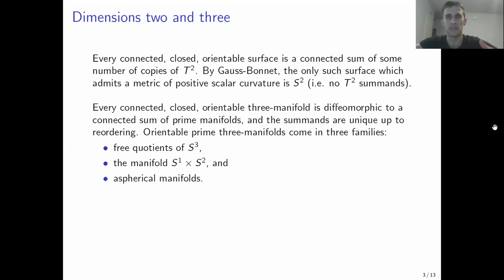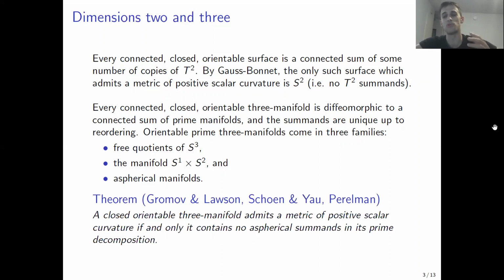So in dimension 2, we know exactly which manifolds have positive scalar curvature and which ones do not. And we also do in dimension 3. This combines work of Gromov and Lawson and Schoen-Yau in the late 70s, early 80s, with Perelman's resolution of the geometrization conjecture. The statement is the following. If you have a closed, connected, orientable 3-manifold, then it admits a metric of positive scalar curvature if and only if it contains no aspherical summands in its prime decomposition. That is, it only uses the first and second classes of prime manifolds when you write it as a connected sum.